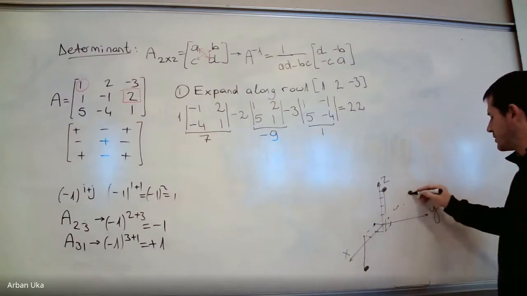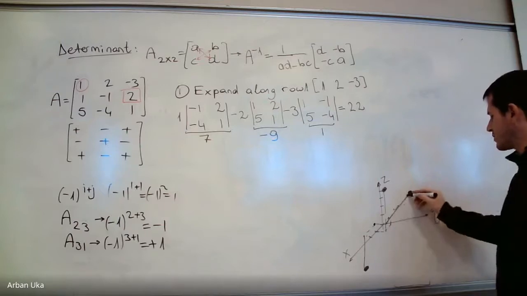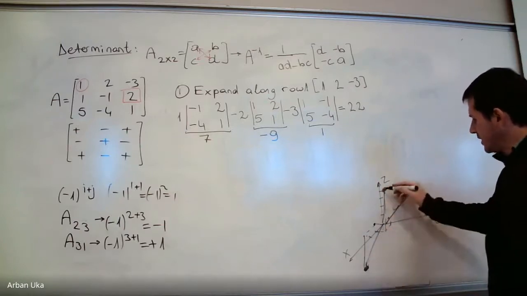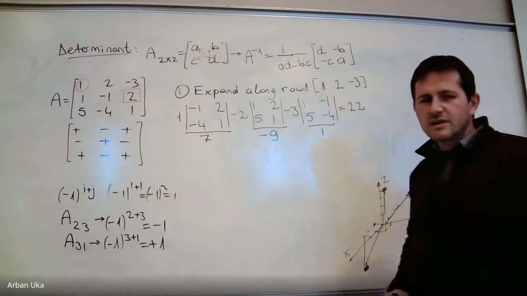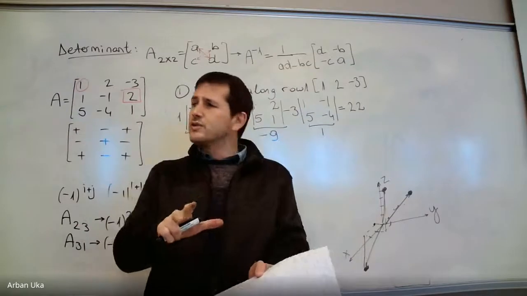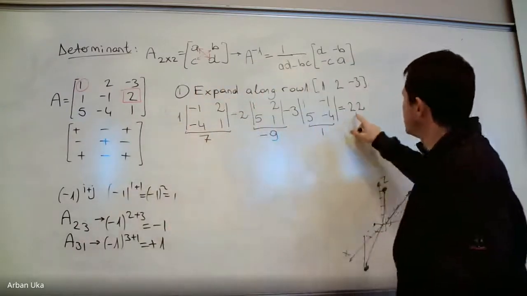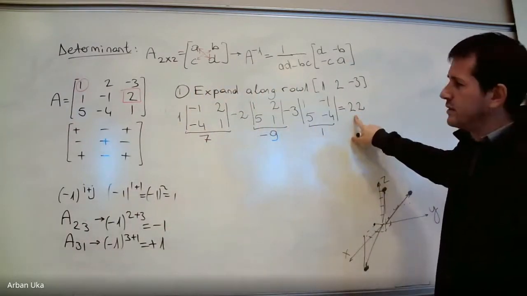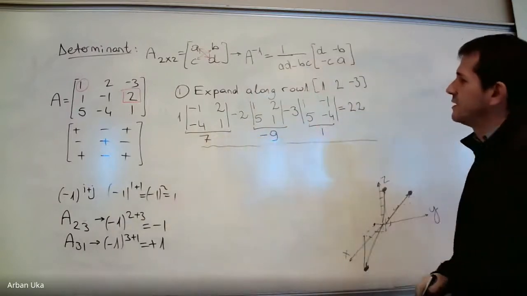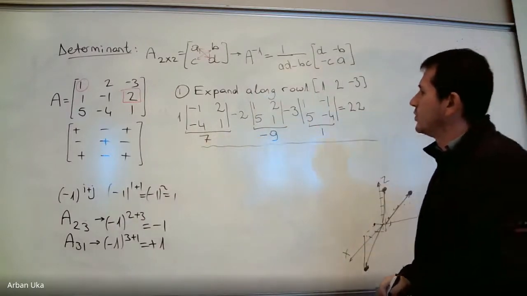So we got this point. Okay, we move x, y, z. So we get this point, and this vector. Now these three vectors are the sides of a three-dimensional structure whose volume is 22 units cubed. Okay, good. So this was finding the determinant expanding along row 1.